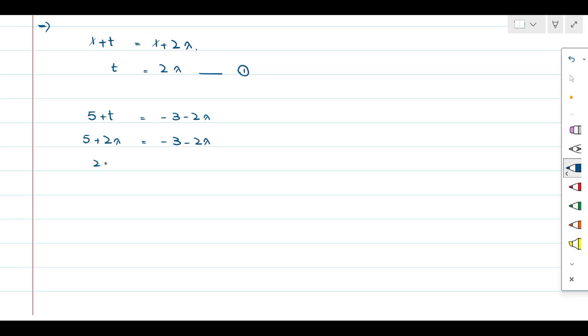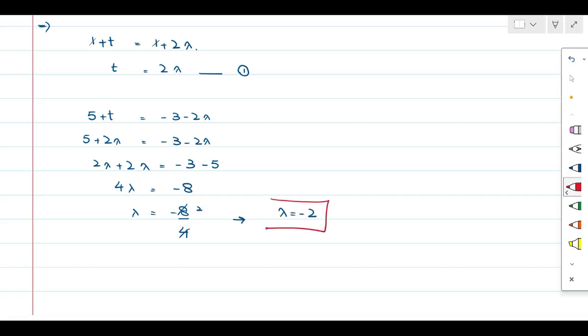Combine the lambdas. 2 lambda is already here, shift this to the other side, plus 2 lambda equals minus 3, and shift the 5 to the other side, minus 5. So this is 4 lambda equals negative 8, and lambda equals negative 8 divided by 4, and 4 times 2 is 8. From here you will get lambda equals negative 2. We got the solution for lambda. So once we have lambda, we can put it back and solve for t.